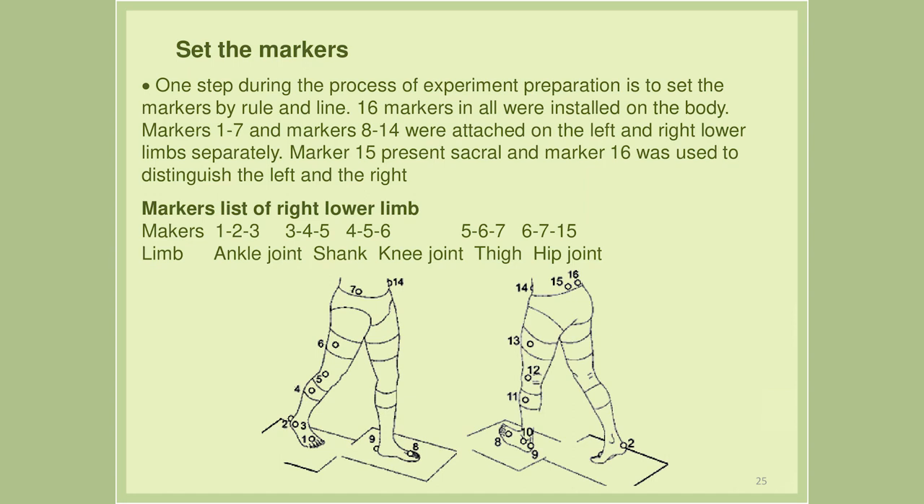Each body segment was constructed by 3 markers. What are these? Ankle joint, shank and knee joint, thigh and hip joint.